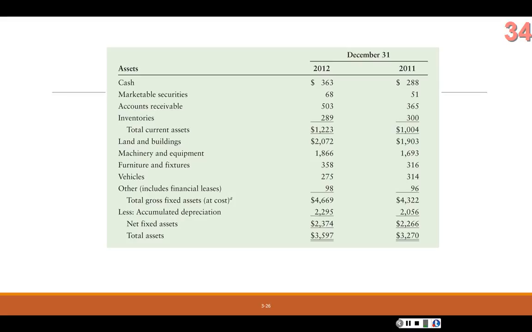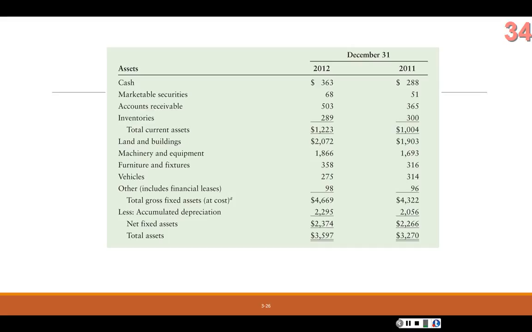Cash, obviously everyone knows what that is, but marketable securities are very liquid, short-term investments. These are usually things like T-bills or CDs. Accounts receivable is money owed to the firm by customers on credit sales. Inventories include raw materials, work in process, and finished goods.